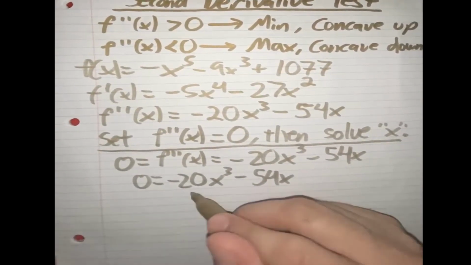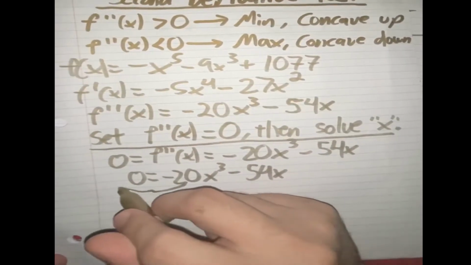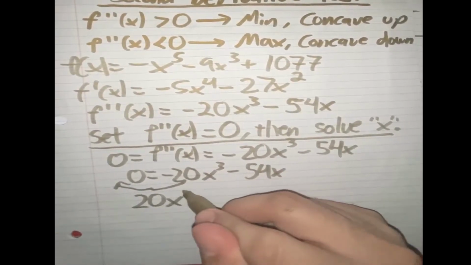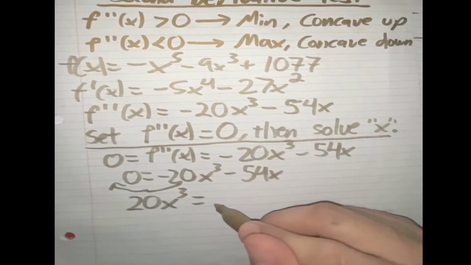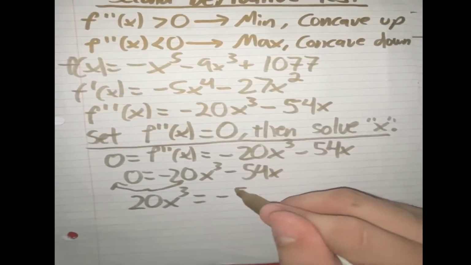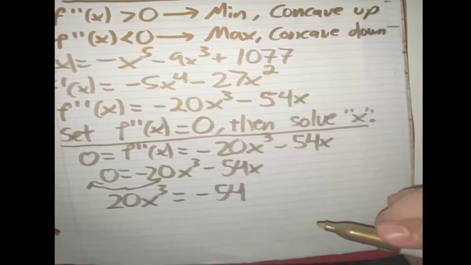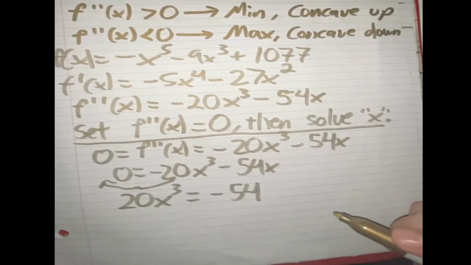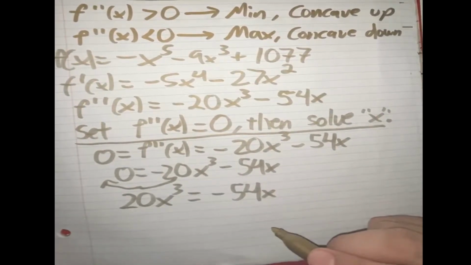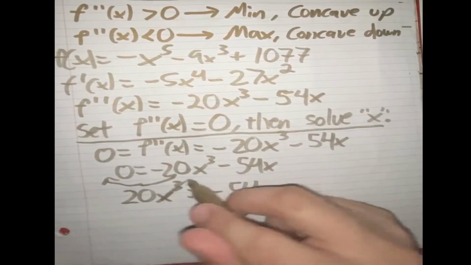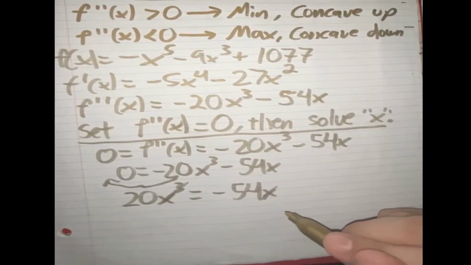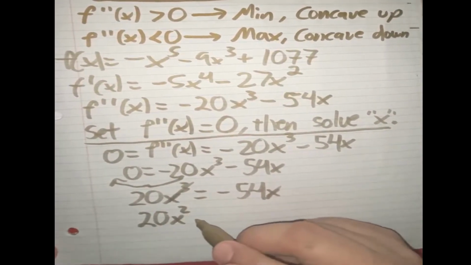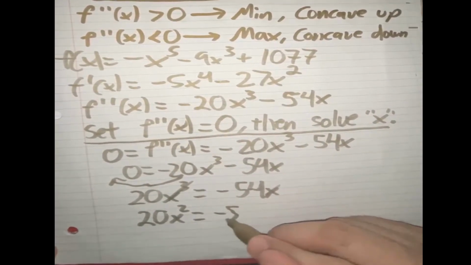Whenever we have this set equal to 0, we can actually just go ahead and set these equal to each other. So we're going to move the 20 over to the other side of the equal sign and change the sign. So it's going to be 20x cubed is equal to negative 54x. And now we're basically just solving for x. The first thing we can do is eliminate an x on each side. So this would be 20x squared is equal to negative 54.